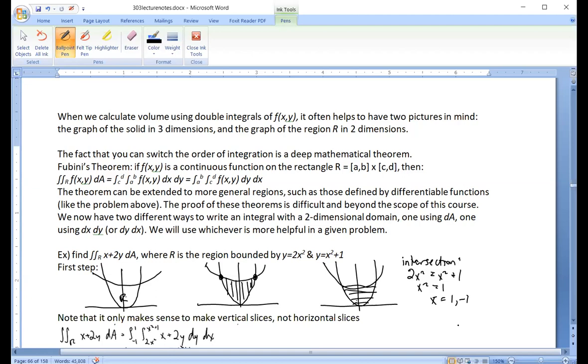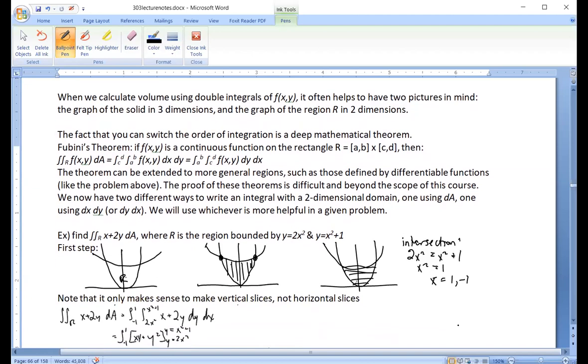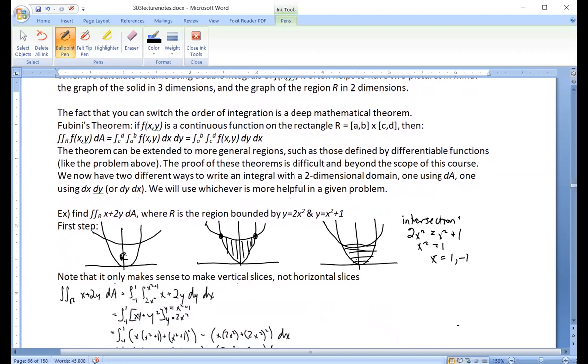First we have to integrate dy. So that gives us xy plus y squared. Now we need to plug in our boundaries, y equals 2x squared to y equals x squared plus 1. So plugging in x squared plus 1, you get x times x squared plus 1 plus x squared plus 1 squared. All of that minus x times 2x squared plus 2x squared squared. We still have our dx integral.